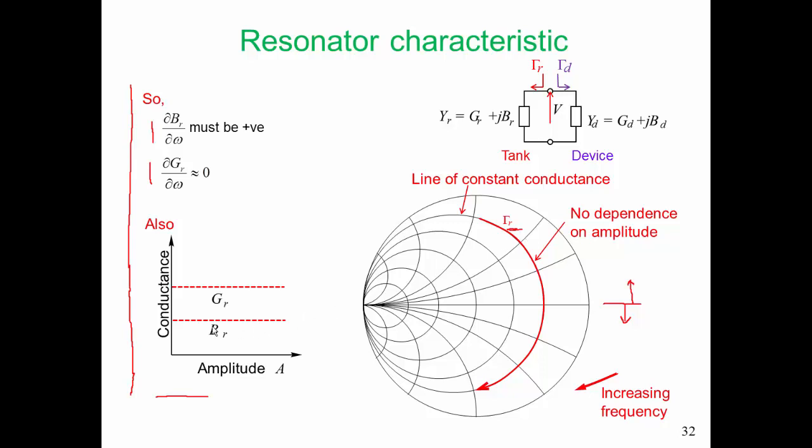Furthermore, we want GR and BR to be independent of amplitude. So we want no dependence on the amplitude. If we did a measurement and we changed the amplitude of the signal that is driving our resonator network, we do not want gamma R to move from that line. We do not want it to be dependent on amplitude.